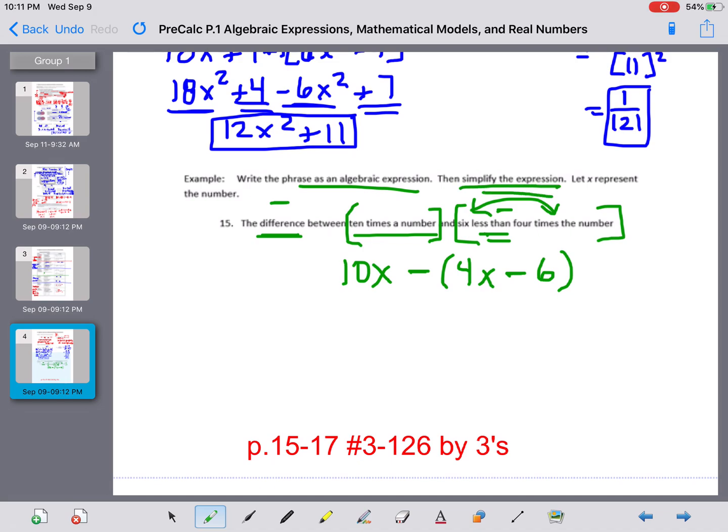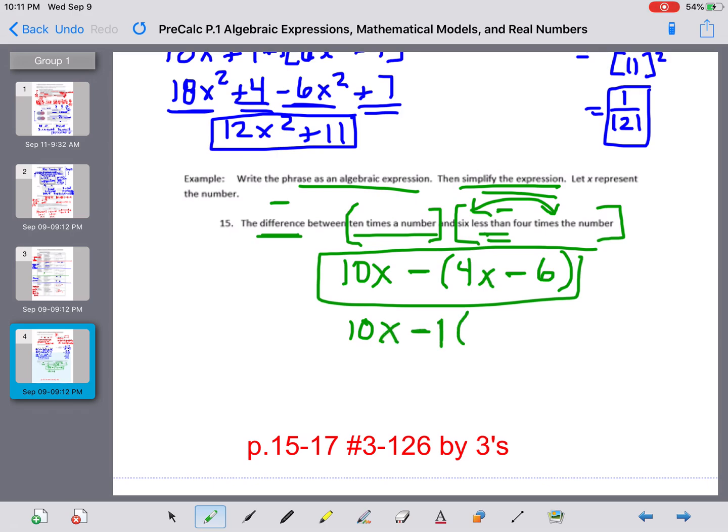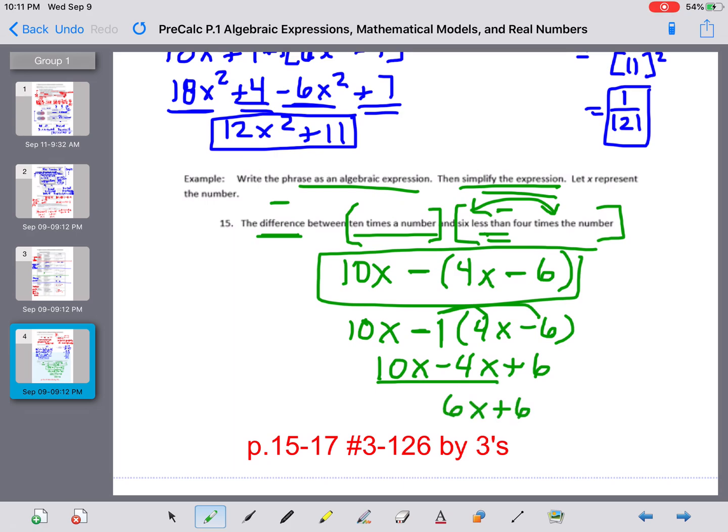Now I need to simplify this, okay? So now this is one part of my answer, right? I'm going to distribute. Remember, this is just like that earlier example, and this negative is actually holding an invisible 1 behind it, right? So when you have that, make sure you distribute it to both. So really I have 10x minus 4x. Negative 1 times negative 6 is positive 6. Now I can join like terms, and I get 6x plus 6. So my original expression is here. My simplified expression is here.